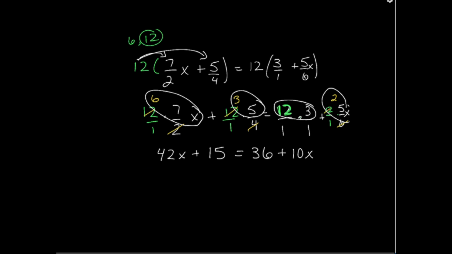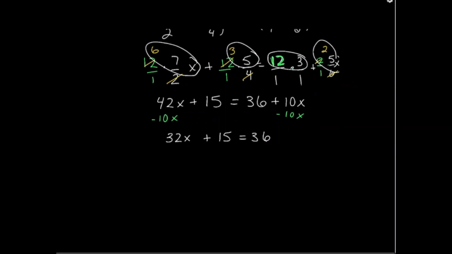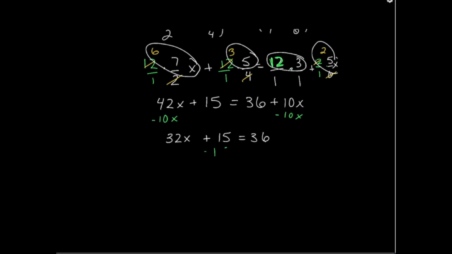Now we're at a point we can just solve this normally. All of our fractions are gone. So let's move the x's first. I want to subtract 10x from both sides. That leaves me with 32x plus 15 is equal to 36. Next thing I want to do is subtract 15 from both sides. And I have 32x is equal to 21.